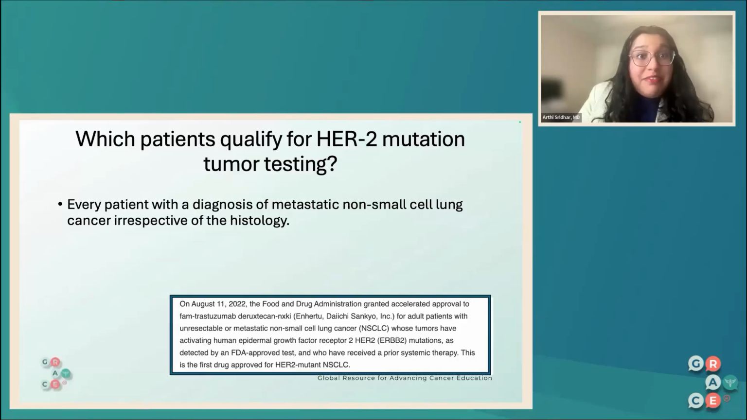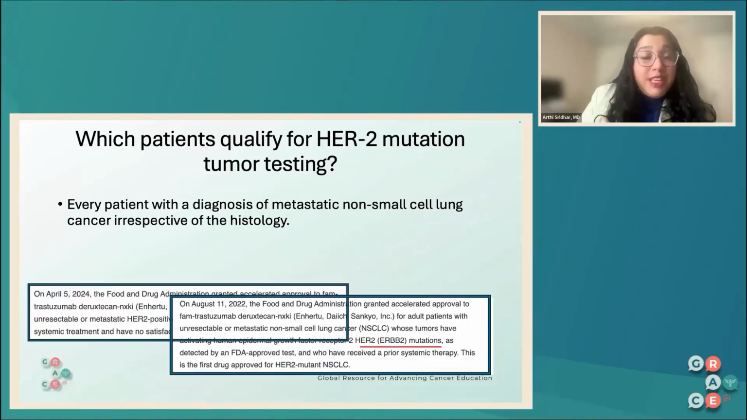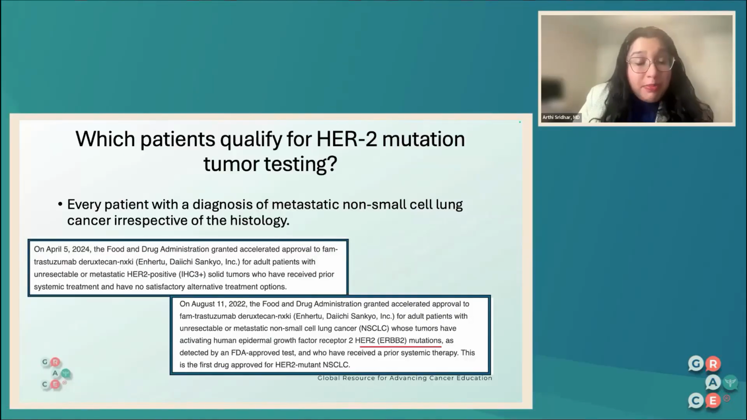In 2022, the FDA first granted accelerated approval for TDXD for adult patients who have unresectable or metastatic non-small cell lung cancer whose tumors had activating HER2 mutations and had already received prior therapy. More recently, the FDA also approved TDXD for adult patients who had unresectable or metastatic cancer, solid tumors, who had already received prior therapy and there were no other satisfactory treatment options.